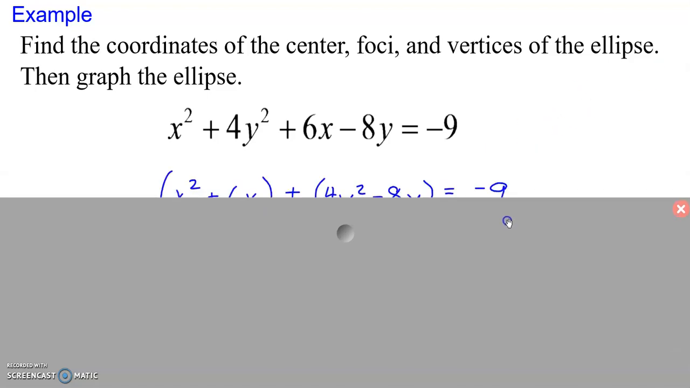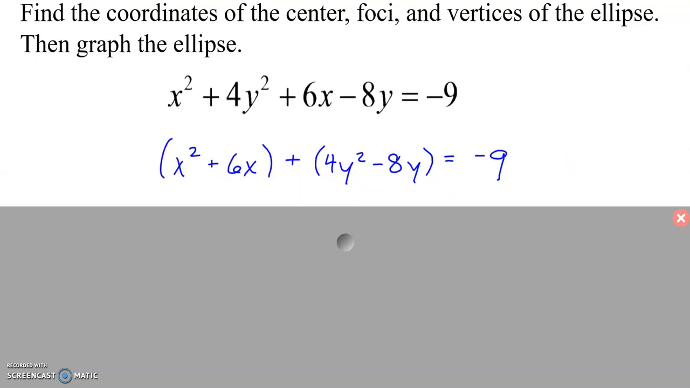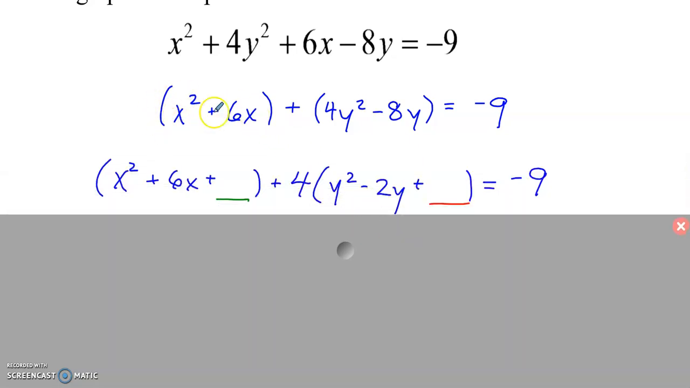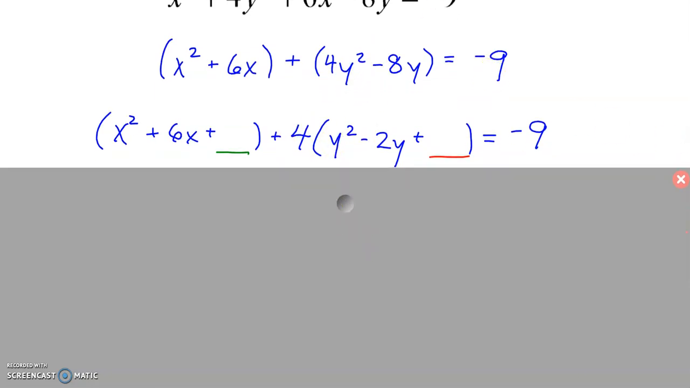All right, let's see what you did. Group x's together, group the y's together. Here, a is already 1, so I don't need to factor anything. Here I need to factor out a 4. Then we add half of 6 is 3, that's 9. This is really a 9 times 1, so that is just a 9, so I add 9 to keep it balanced. Here, half of negative 2 is negative 1, squared is 1, but this is really a 4 times 1, which is 4.